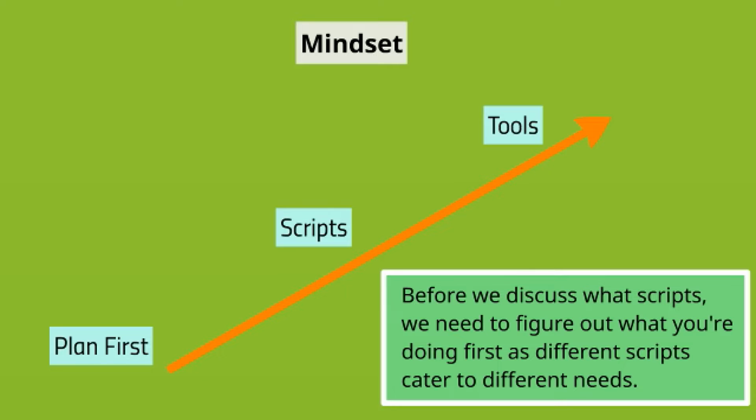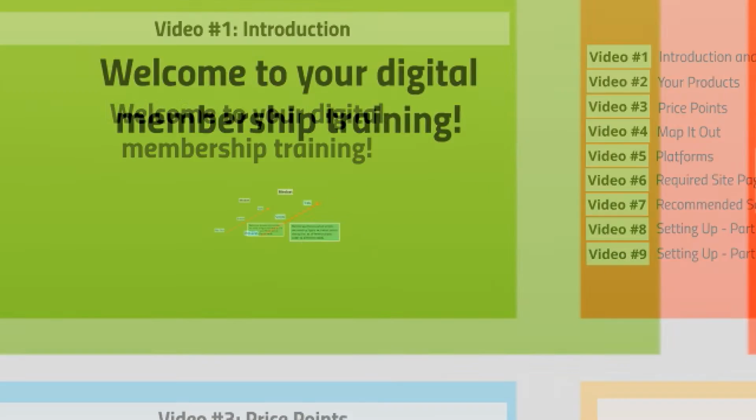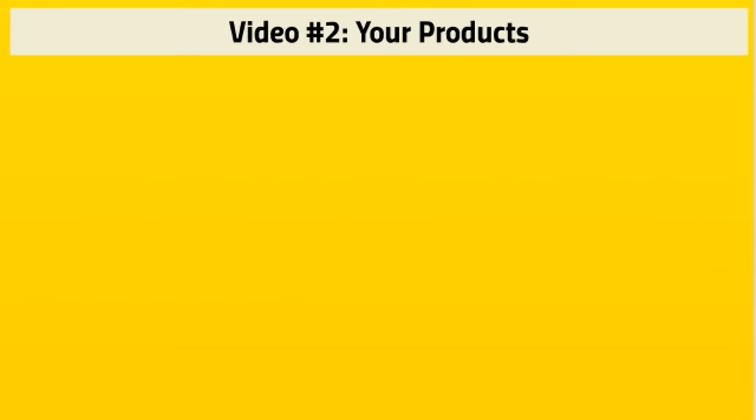But for now, I just want you to think about, what are you selling? What is your price point? And essentially, what is the value that you're going to give to your customers? If you can think there first, everything else should fall in place. All right. So let's move on to video number 2 and talk about your products.